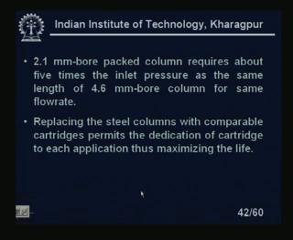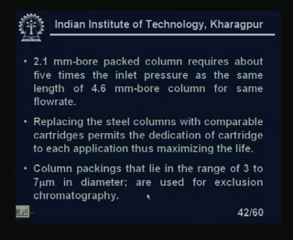Replacing the steel columns with comparable cartridges permits the dedication of a cartridge to each application, thus maximizing its life. Column packings that lie in the range of 3 to 7 micrometers in diameter are used for exclusion chromatography.